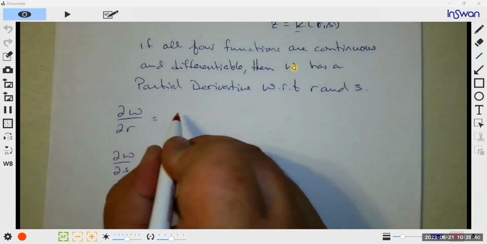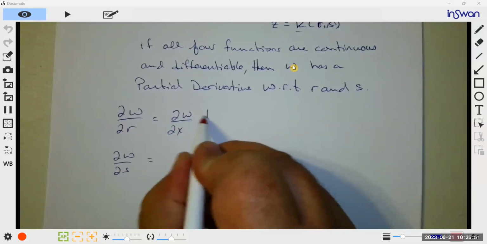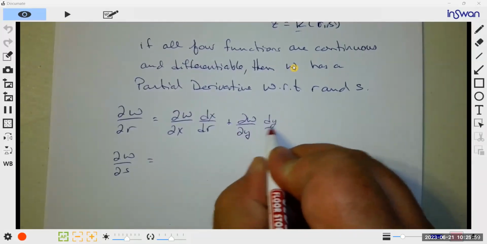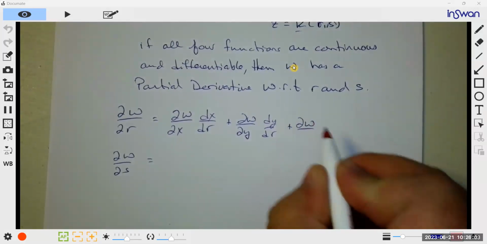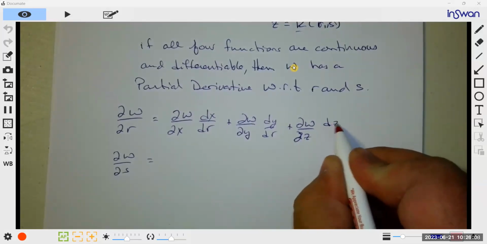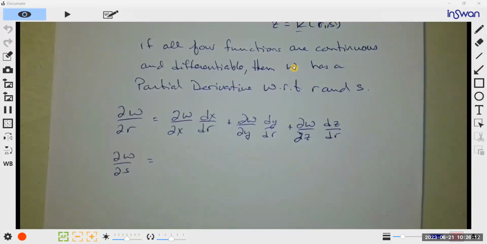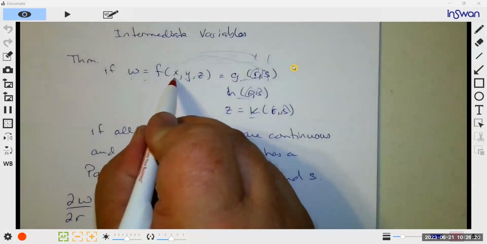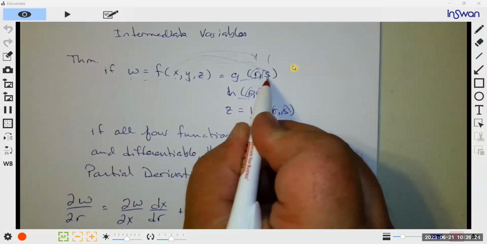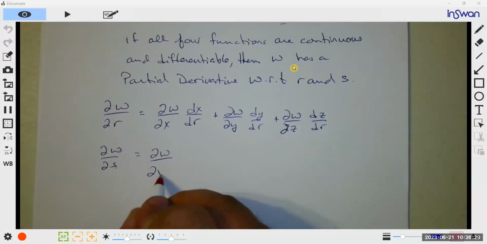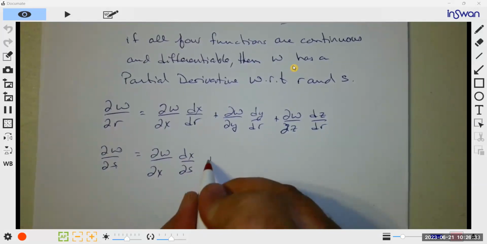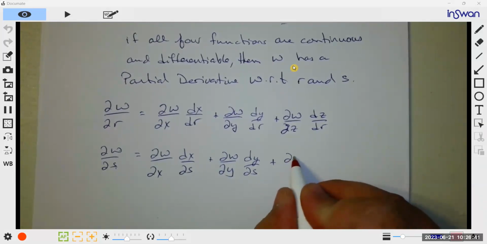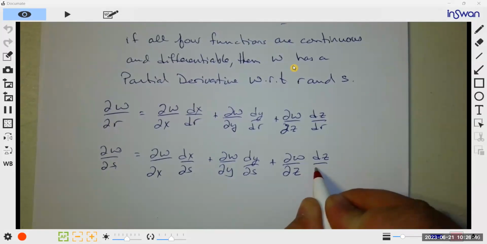So the partial with respect to R is the partial of W with respect to X times dx with respect to R, plus the partial of W with respect to Y, then dy with respect to R, plus the partial with respect to Z, and then dz dr. Likewise, take a partial of W with respect to S. That means each one of these is a function of S. So I'm going to take it with respect to X, and X is a function of S. Partial with respect to Y, and Y is a function of S. And the partial with respect to Z, and Z is a function of S.